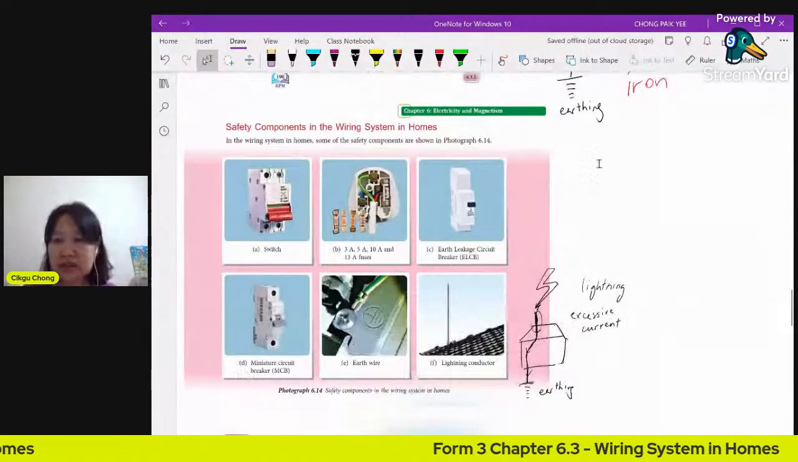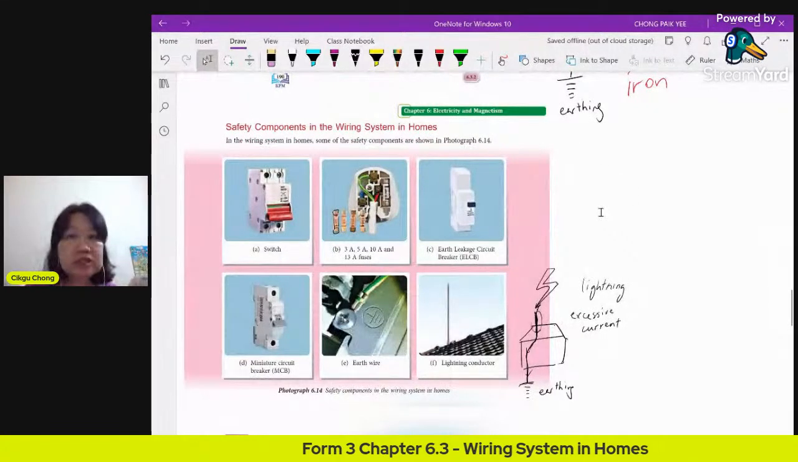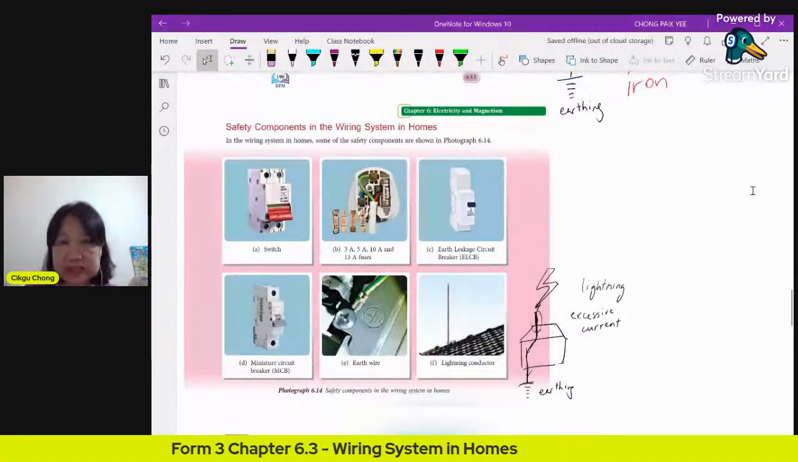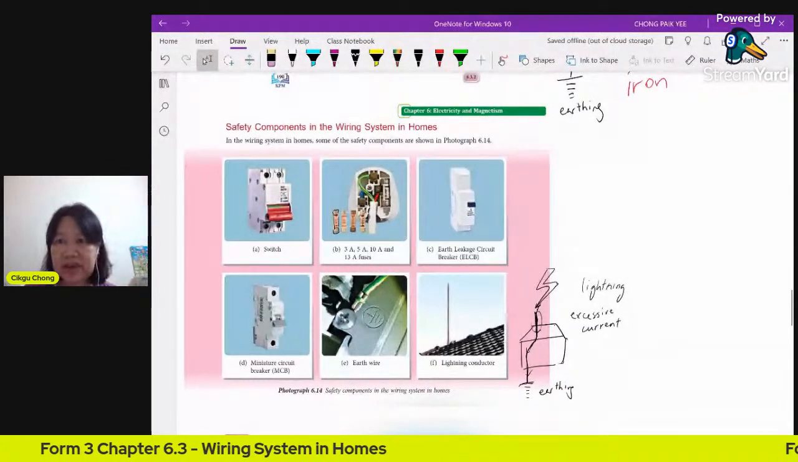Then we will proceed to Google Meet to do questions and for discussion. I hope everything is okay, no questions here.